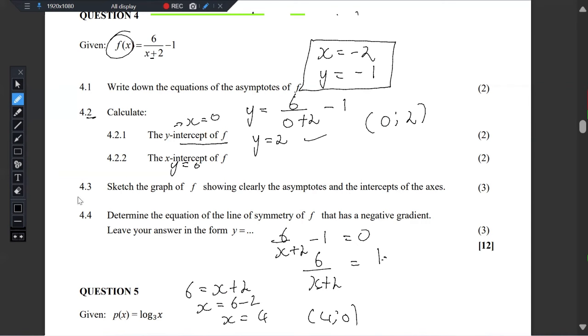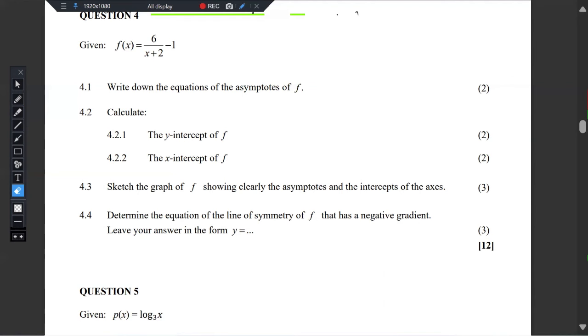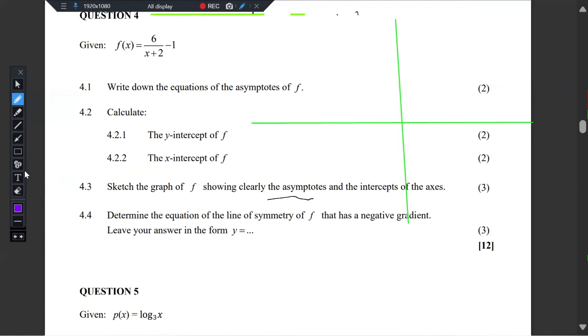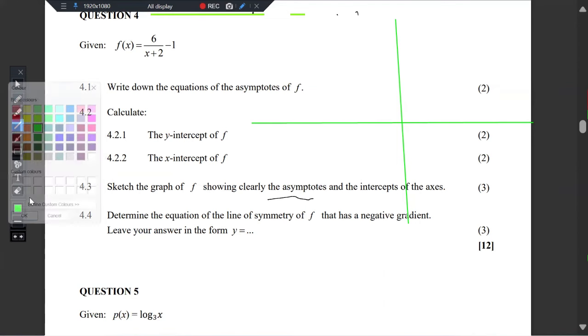We should expect a question on sketching because this is a hyperbola. And when it comes to sketching, looking at your a here, it's positive. So you already know the kind of graph that you expect. You expect your graph to be in the first and the third quadrant, right? So sketch the graph clearly showing all the asymptotes. Let's start with your asymptotes. Every time you're drawing the graph, you want to start with your asymptotes.